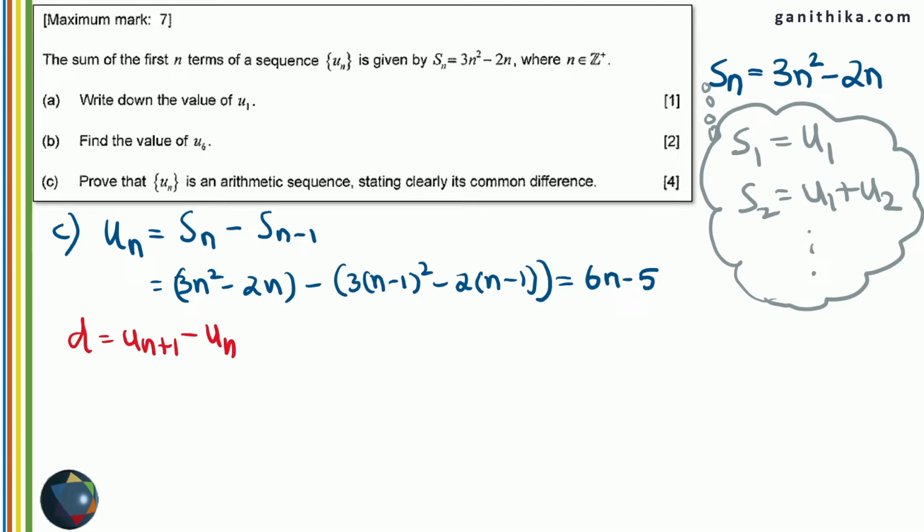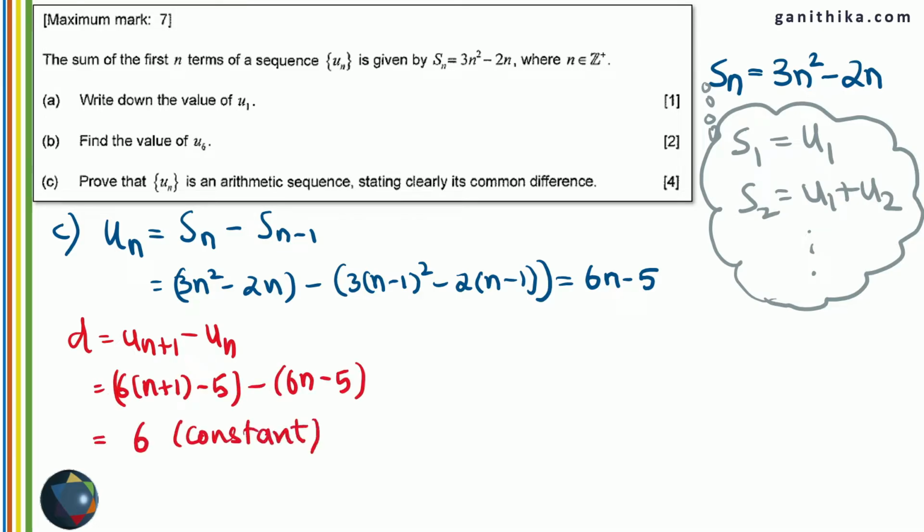You can also use un minus u(n minus 1). In this case, the (n plus 1)th term minus the nth term will give you the difference d. So substituting the values of n plus 1 and n in 6n minus 5 and simplifying, you will get the value for d to be 6, which is a constant. When the common difference is a constant, the sequence is arithmetic. So you can write that down in the last statement as a final statement.